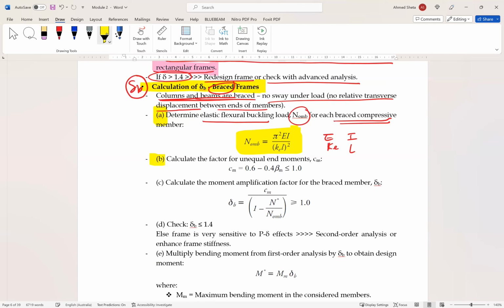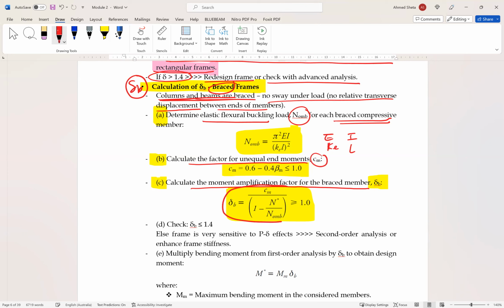The second step is to calculate the factor of unequal end moments, Cm, where Cm equals 0.6 minus 0.4 beta m and should be under 1. We will know these parameters soon. Point number 3 is to calculate the moment amplification factor for the braced member, delta B, where delta B equals Cm over 1 minus N star over N_omb, and should be larger than 1.